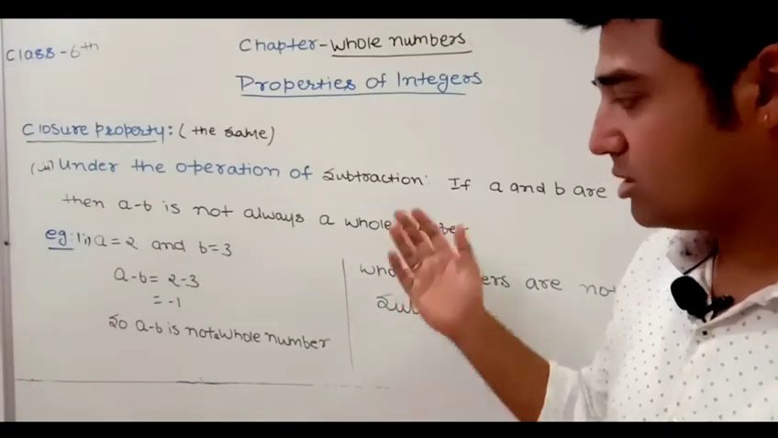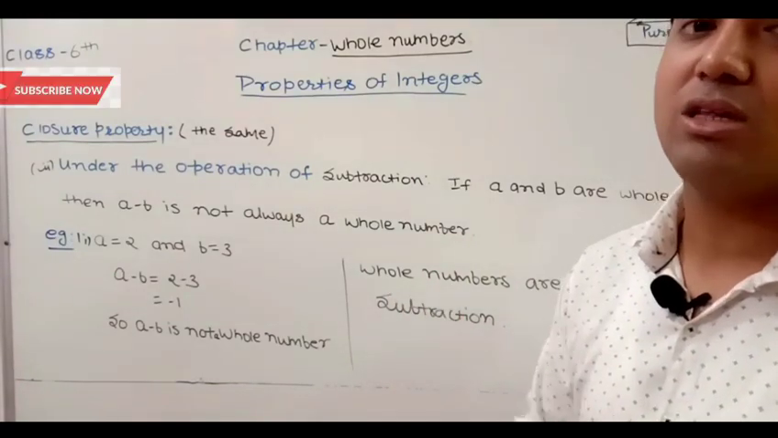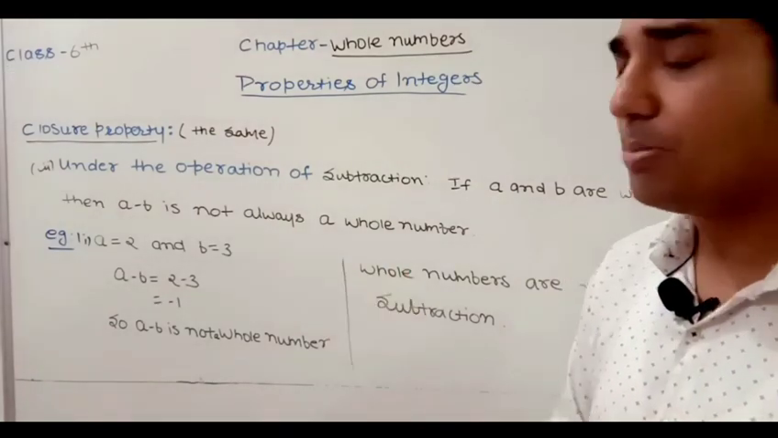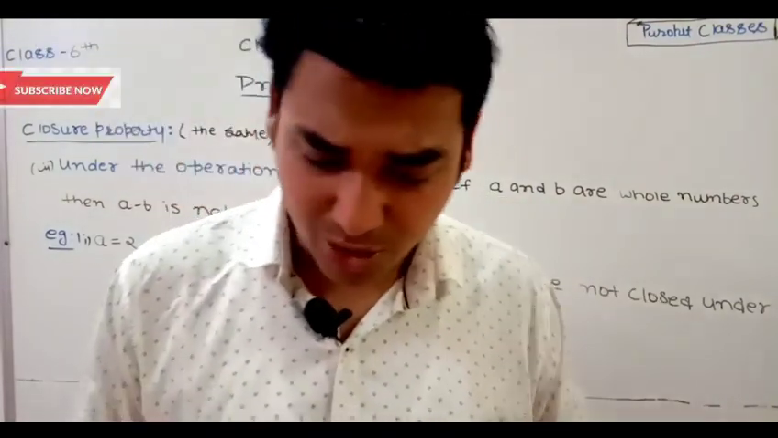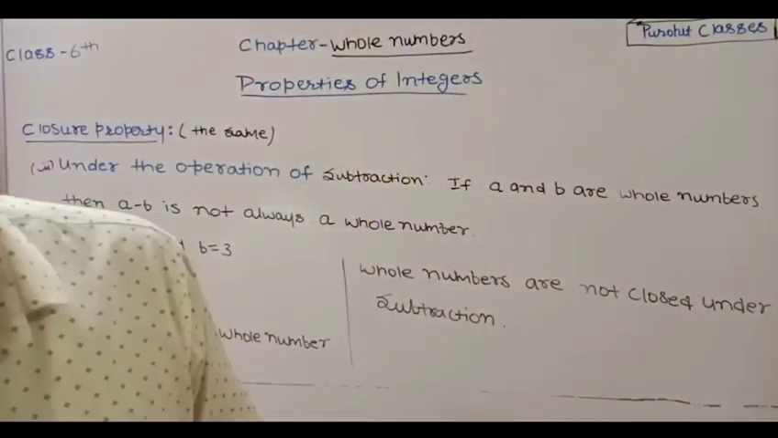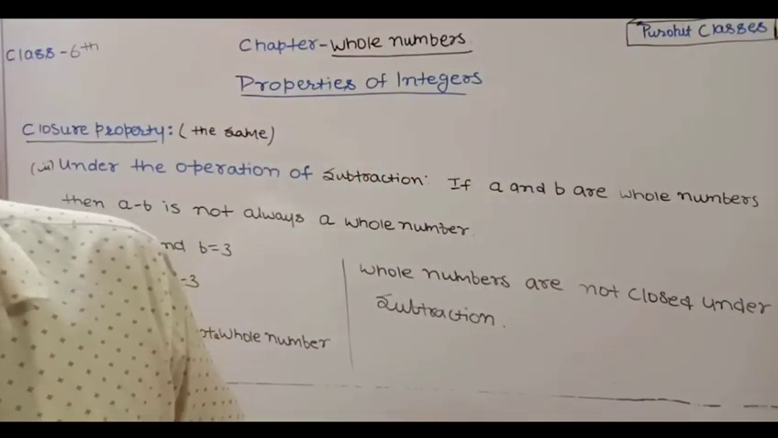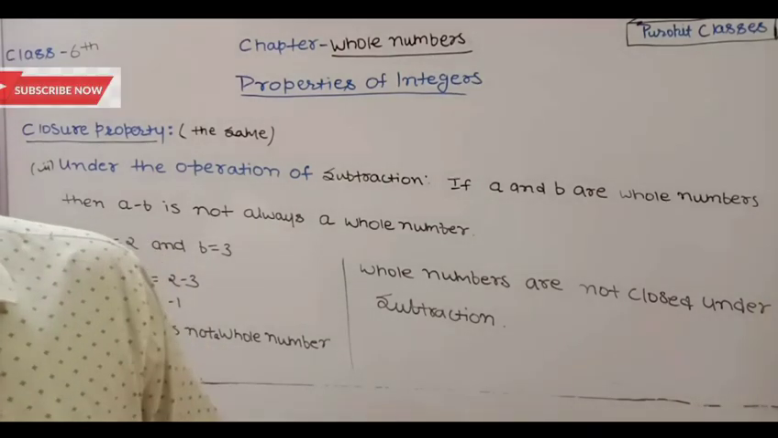Understood? Okay, so that's all for today. Tomorrow we will continue with a new property that will be known as associativity or commutativity. Okay, we will discuss commutativity later on. After that we will take associativity.